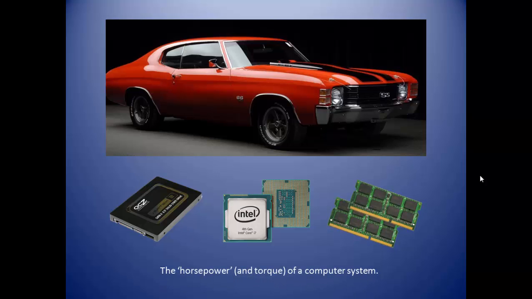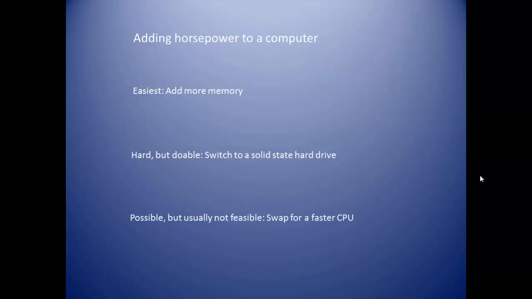Now, these three things, the hard drive, the CPU, and the memory, they make up the horsepower of a computer system. Now, if you want to spend some money and add horsepower to your computer, the easiest thing to do is to add more memory. Just keep in mind, if you do it yourself, you want to make sure that you don't discharge the static electricity in your body towards the motherboard, because you can damage components that way.